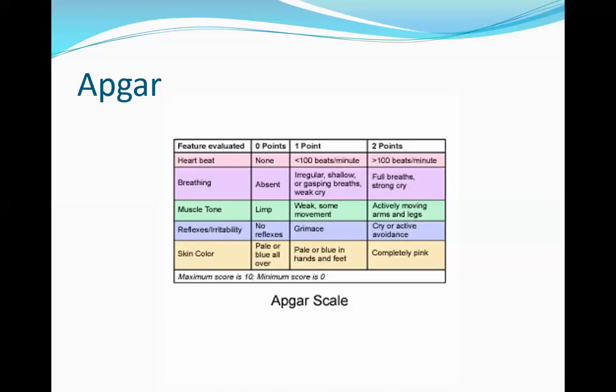Breathing, 0 point when it's absent, 1 point for irregular, shallow, or gasping breaths and a weak cry, and 2 points when you have full breaths and a strong cry. For muscle tone, 0 points when the baby is limp, 1 point for a weak baby with some movement, and 2 points for a baby actively moving their arms and legs. For reflexes and irritability, you get 0 points for no reflexes, 1 point for a grimace, and 2 points for cry or active avoidance. Skin color, 0 points when the baby's pale or blue overall, 1 point when the baby's pale or blue in hands and the feet, and 2 points when the baby is completely pink.